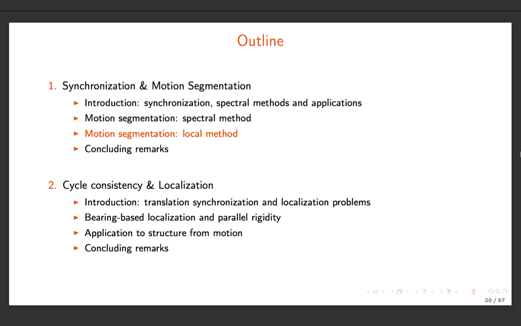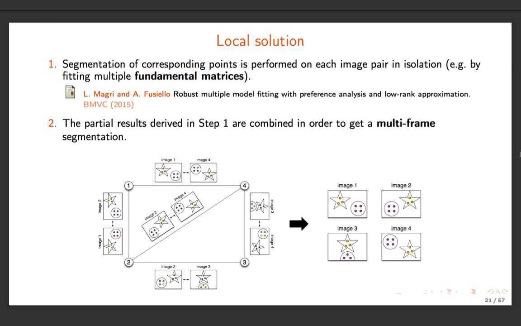Now I will explain a different approach to solve motion segmentation, that is, a local solution. As done by the spectral solution, motion segmentation is solved in two steps. First, segmentation of corresponding points is performed on each image pair in isolation, for instance by fitting multiple fundamental matrices. Then, the partial results derived in step 1 are combined in order to get a multi-frame segmentation. The difference between the spectral method and the local solution lies in the second step.